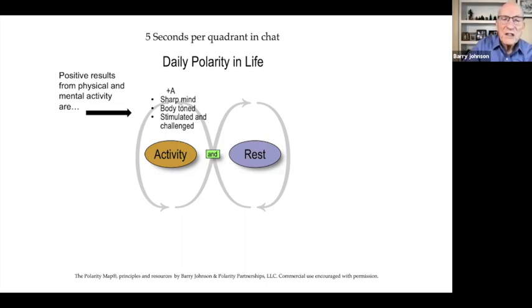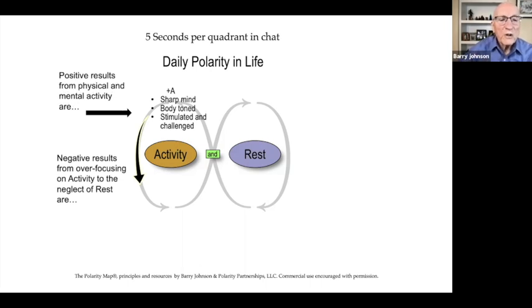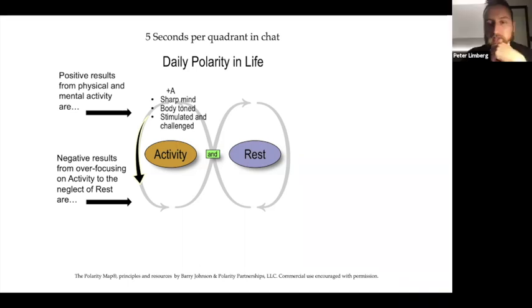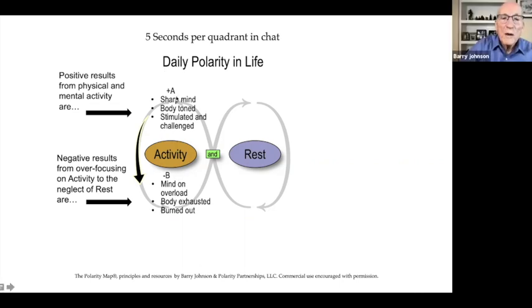However, activity without rest, without its partner rest, leads to a downside. What are the negative results from over-focusing on activity to the neglect of rest? 5 seconds more. What happens when you go after activity for all those good reasons, but you neglect rest? What do we got? Exhaustion, exhaustion again, damage, injury. Yep, exactly. Okay, so what happens is the sharp mind becomes a mind on overload, a body toned becomes a body exhausted, and instead of being stimulated and challenged, it becomes being burned out.